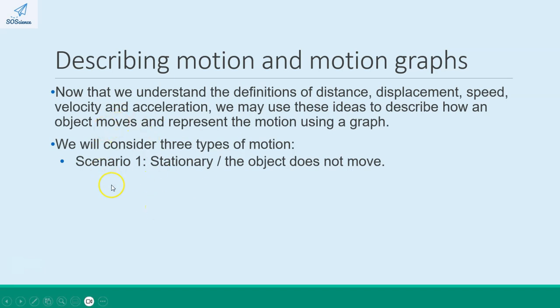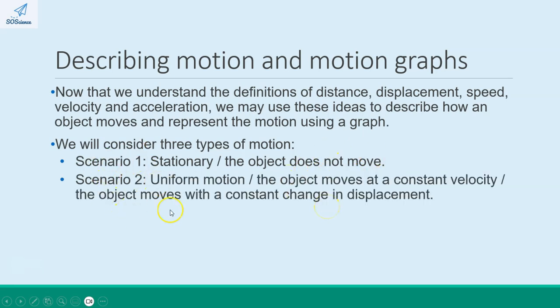Scenario 1 applies to an object that is stationary or not moving. Scenario 2 applies to motion that is uniform. That means that the object moves with a constant velocity. A constant velocity also means a constant change in displacement. So the displacement changes by the same amount every second, and that creates a constant velocity.